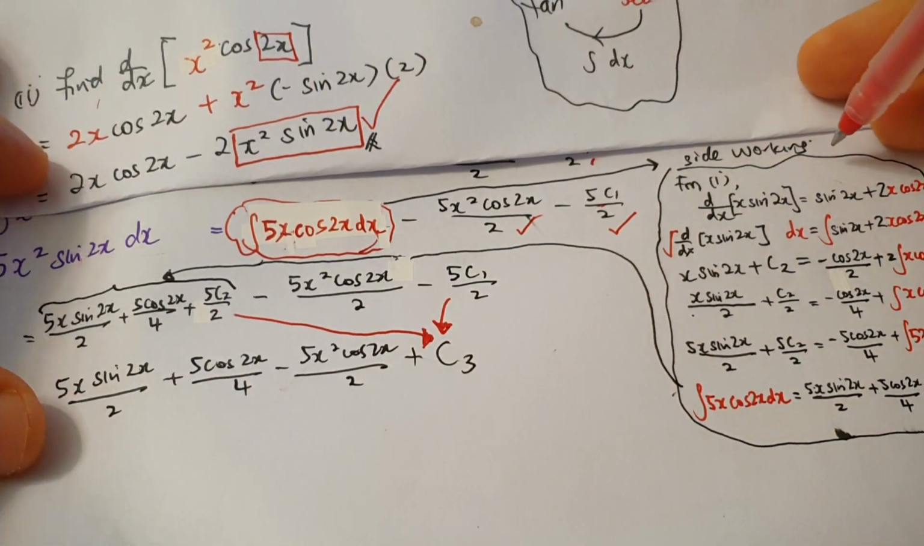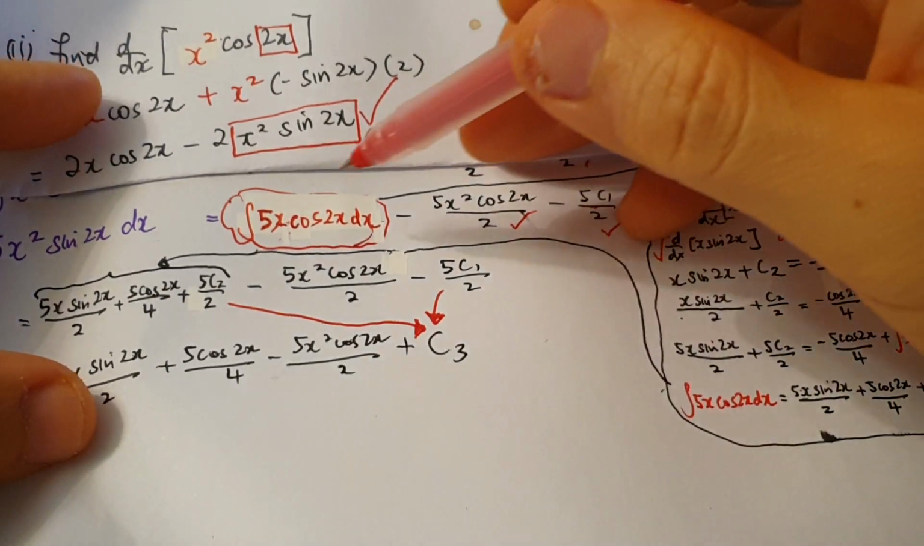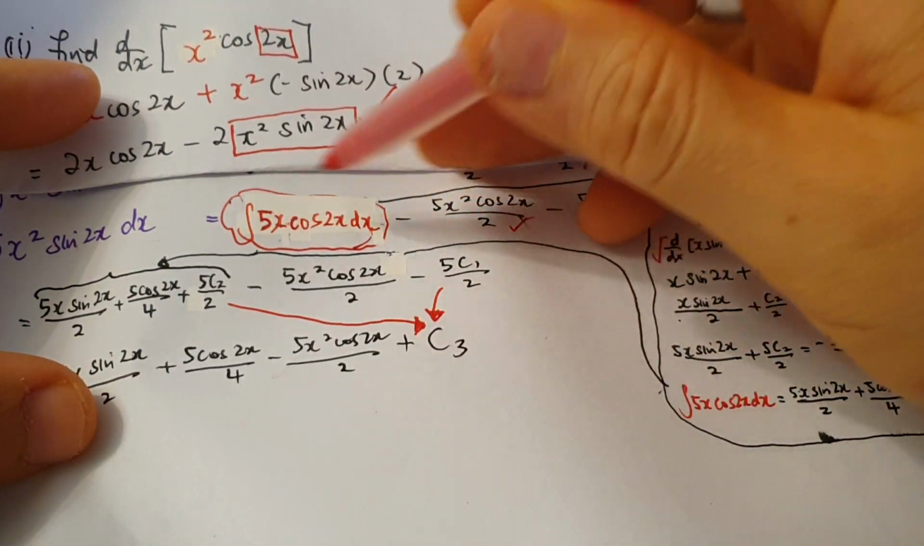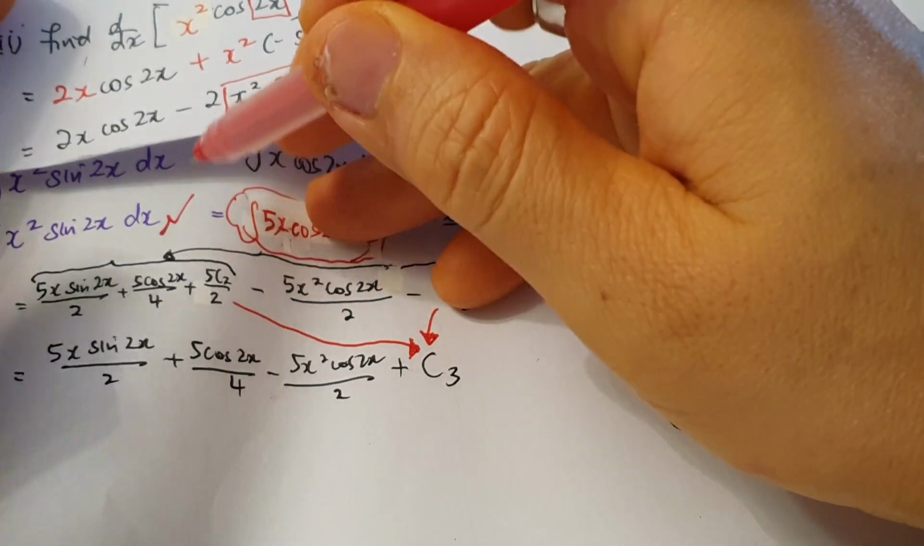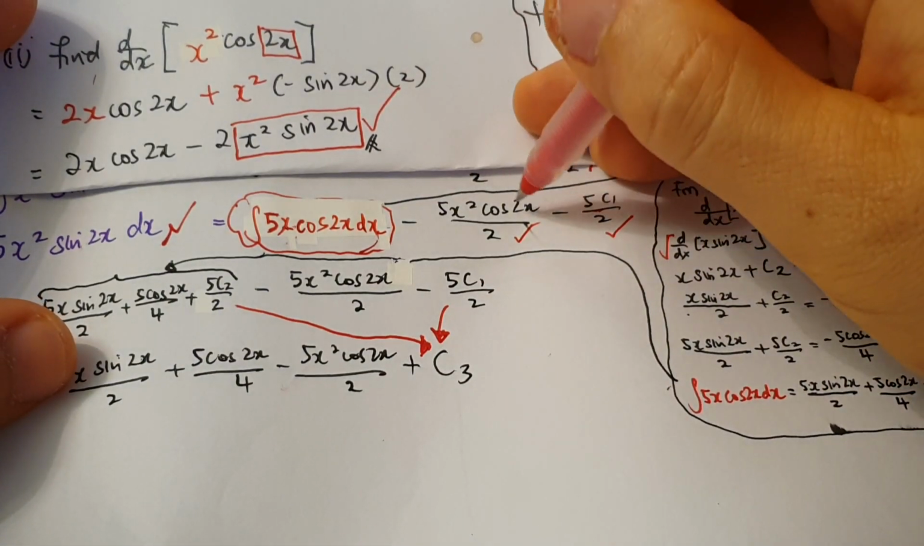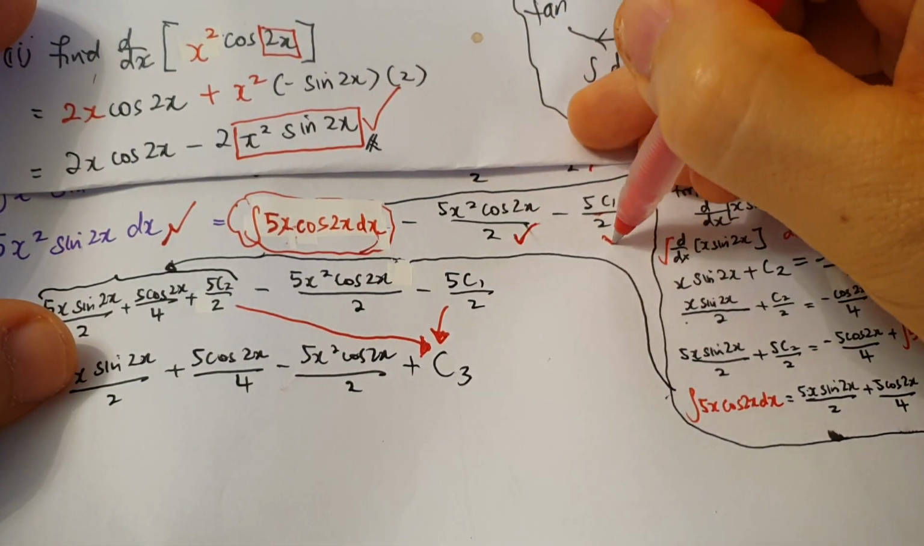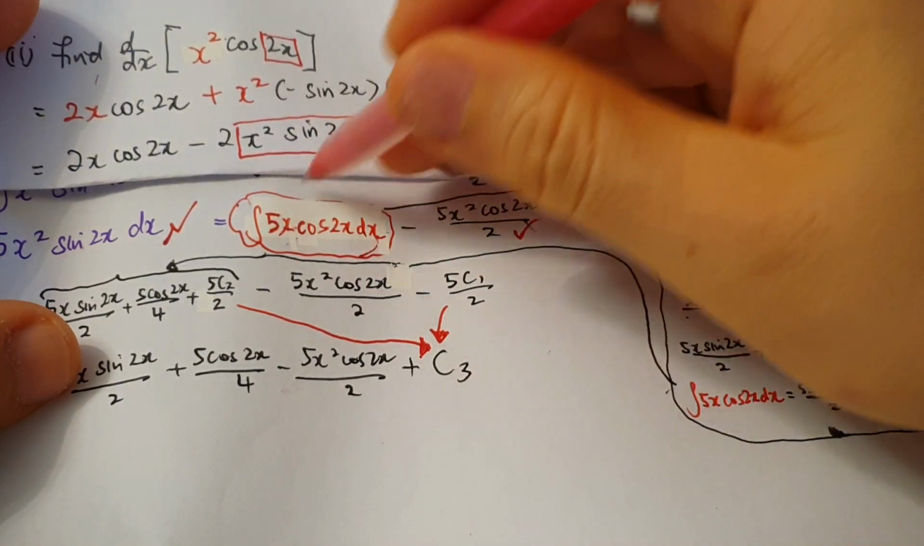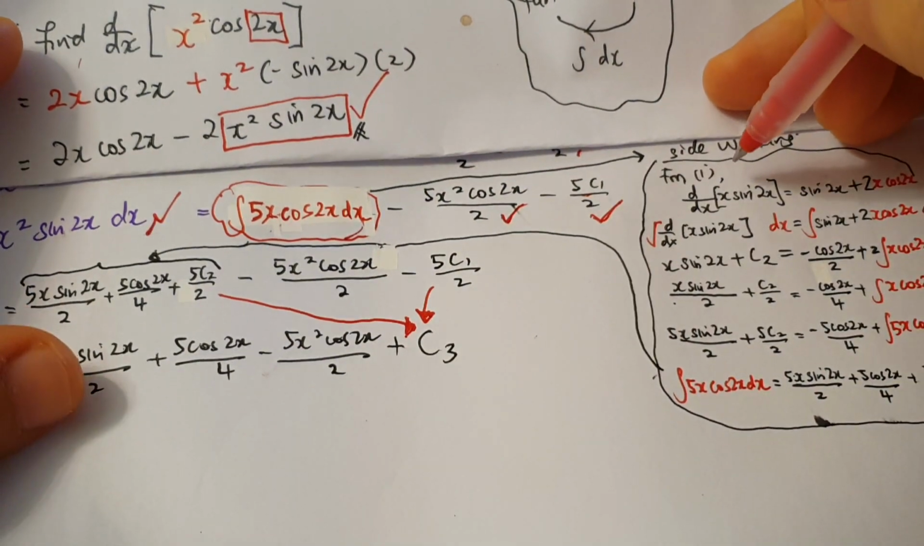Alright, so I name it side working. This side working is to work out what this is, because I already got my n in mind. I got this ready. This one no need to do anything more. I just need to find this red part. So I'm going to do the red part here.